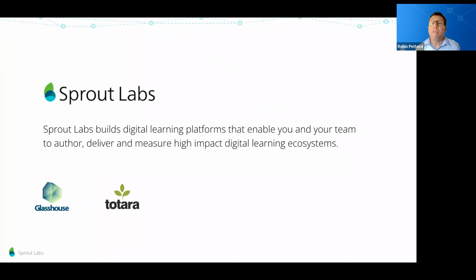A bit about Sprout Labs. Learning ecosystems are at the core of what we do. It's interesting for us, it's both a learning design thing as well as a set of technologies. We alternate in our webinars between talking about learning design and learning ecosystems, and then technology and learning systems. We generally take a fairly digital focus on learning, so that will be a strong part of what I am talking about today.